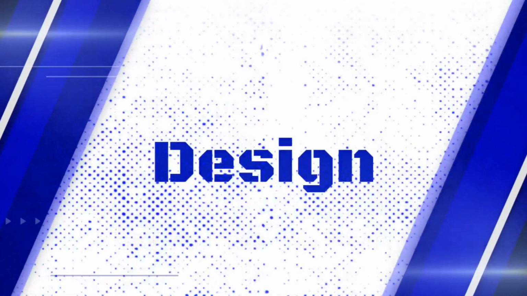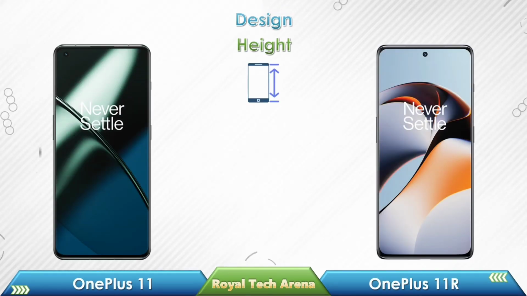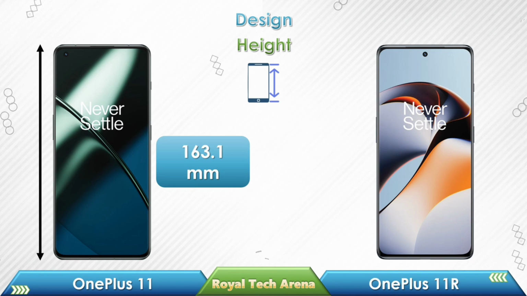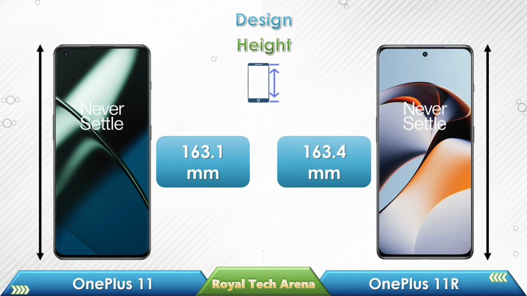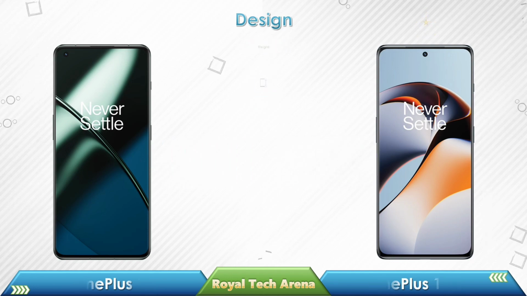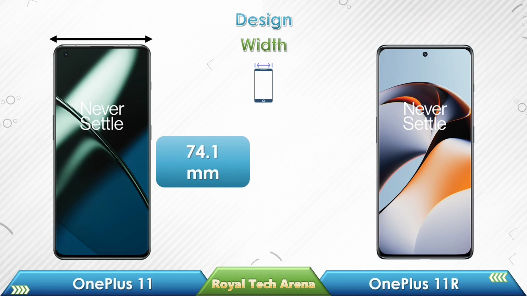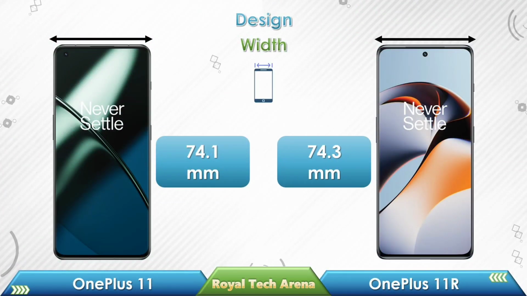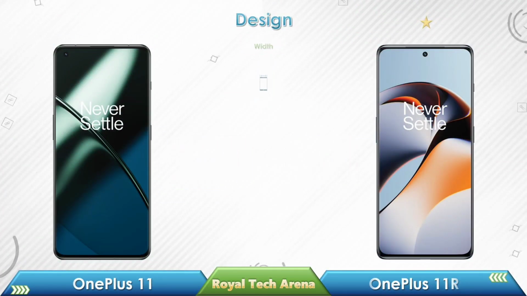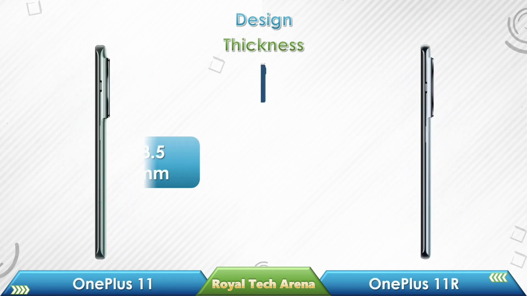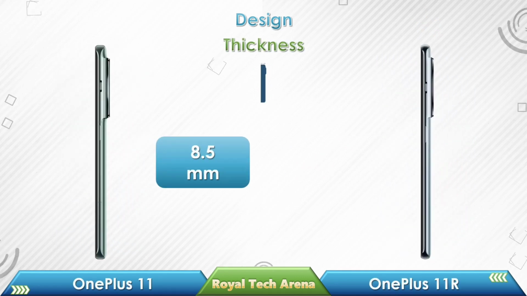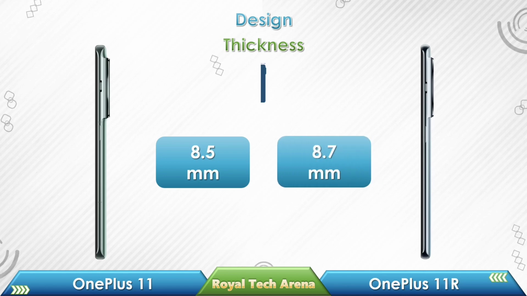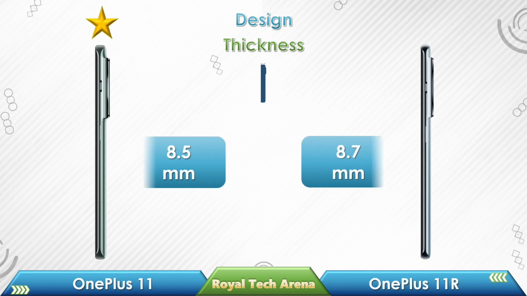Let's make a design comparison between these two phones. Looking at these two phones' physical height, OnePlus 11 has 163.1 mm, while the OnePlus 11R has 163.4 mm. OnePlus 11 has 74.1 mm in the width, while the OnePlus 11R has 74.3 mm width. OnePlus 11 has 8.5 mm in the thickness, while the OnePlus 11R has 8.7 mm thickness.